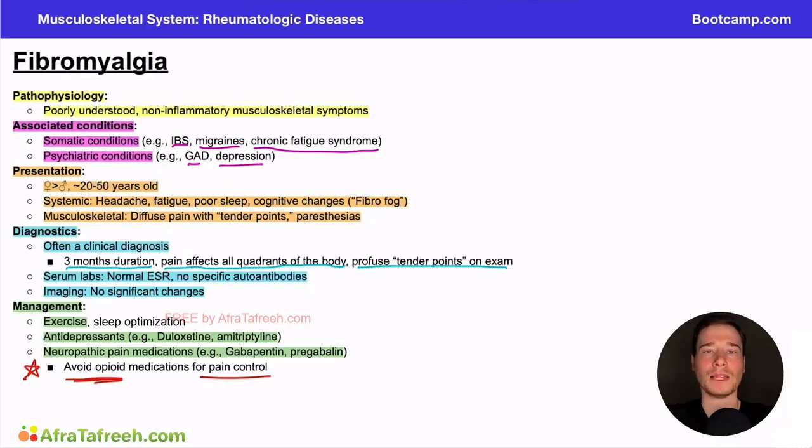You order some lab studies and see that the ESR, CRP, creatine kinase, and electrolytes are all normal for this patient. And the question then asks you which of the following is the best treatment option. Well, if they give you exercise as an option, that would be a good choice. But if they give you pharmacologic things, you want to consider things like antidepressant medications or neuropathic pain medication. You do not want to consider the answer that gives opioids as an answer choice.